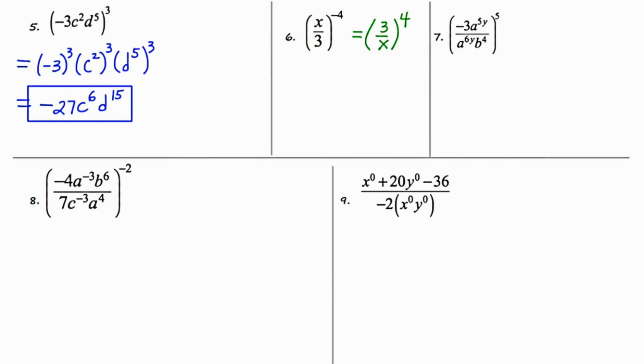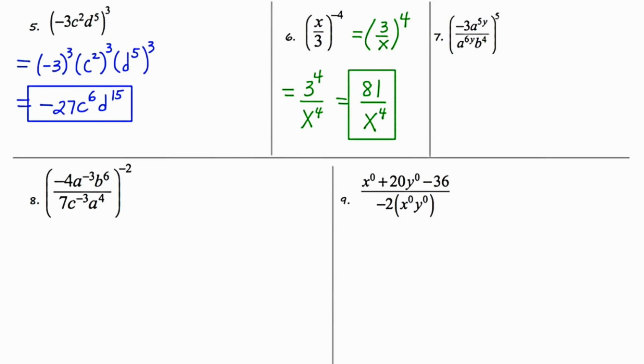Now, there's another rule that says if you have a fraction raised to a power, then both the numerator and the denominator will feel the effects of that power. So now I can think of this as 3 to the 4th over x to the 4th. Well, 3 to the 4th, of course, is 3 times 3 times 3 times 3, which is 81 over x to the 4th. And at this point, I've exhausted all the rules of exponents. There's really nothing more I could say about this, so this is our final simplified answer. Okay, moving to number 7.